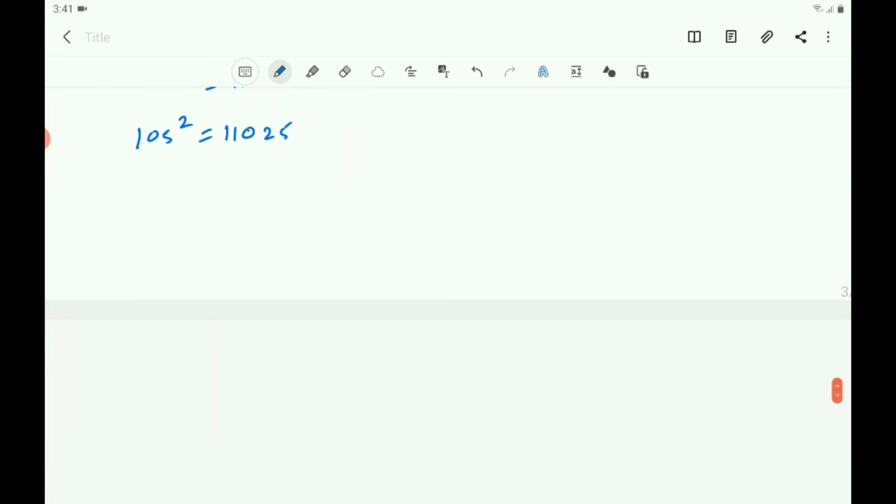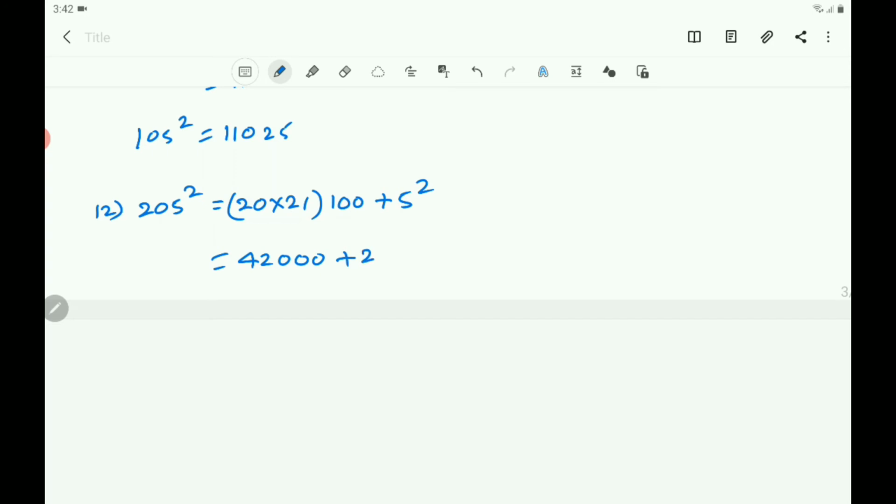Next you take the 12th one, 205 square. 20 is there. Its next number is 21. 20 into 21 into 100 plus 5 square. 20 into 21 is 420. 420 into 100 is 42,000 plus 5 square, which is 25. Then 205 square equals 42,000 plus 25, which is 42,025.